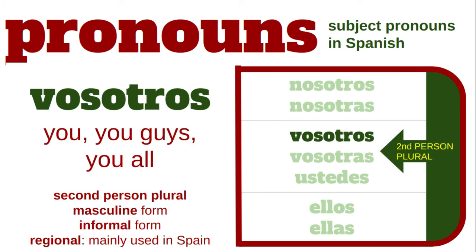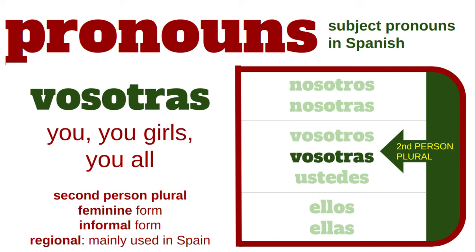The next form is vosotros, and this is one of the forms that's mainly used in Spain. And this is a plural form of tú. So you use it when you're talking to a group of people that you know well or that you call by their first names, like children or your friends or your classmates. So it's like saying you guys, but again, it's only used in parts of Spain. The feminine form of this is vosotras, which would be like saying you girls, that you'd say to a group of girls that you know well or that you call by their first names. And again, it's mainly only used in Spain.